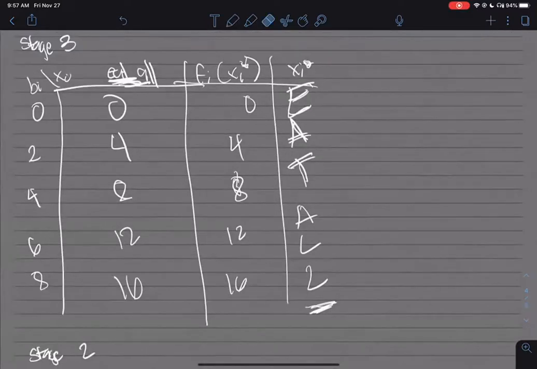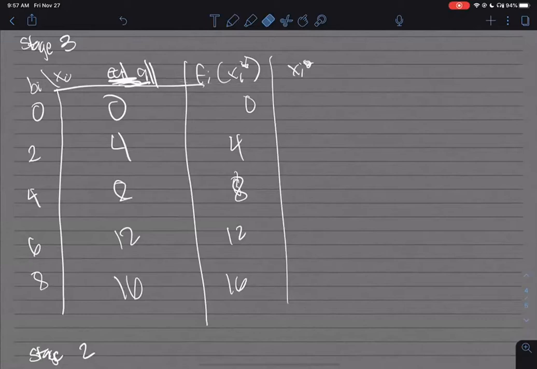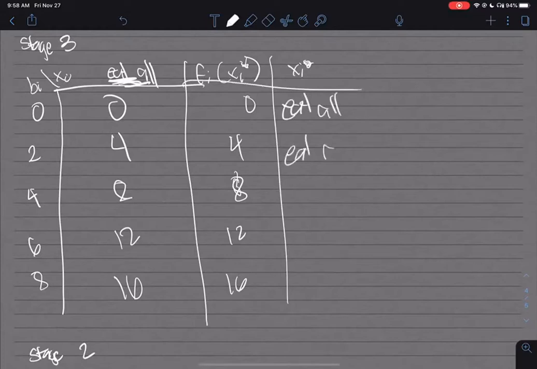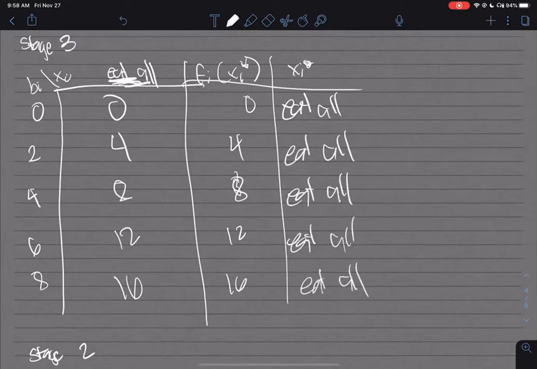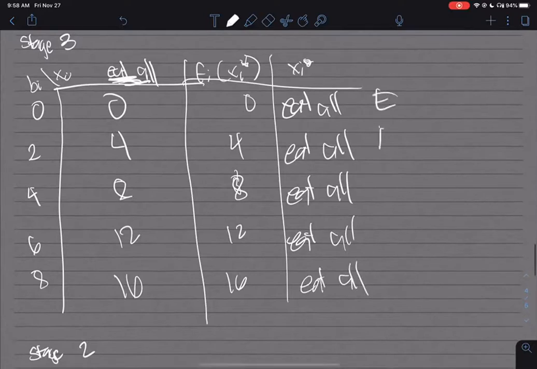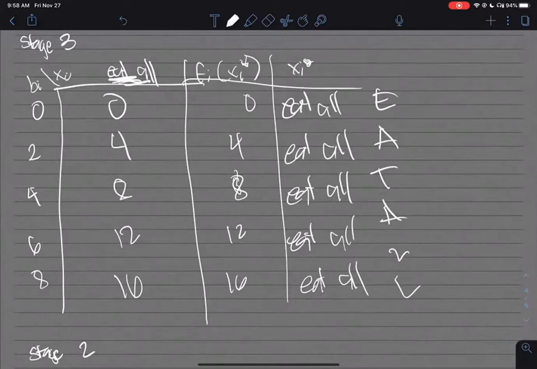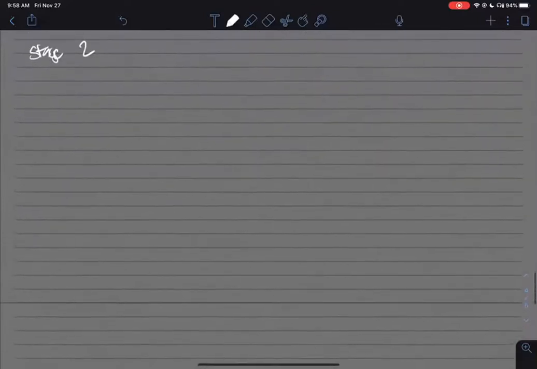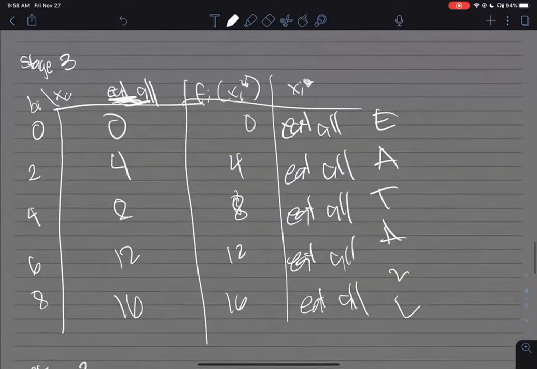Sorry, magulo ba? Hindi siya stage. Hindi ganun yun. Eat all. Sorry. Gets ko naman bakit siya magulo. Eat all. Yun lang naman yung possible alternative natin. Sorry. Clear na? Yes, sir. Okay. Any other questions for stage 3?